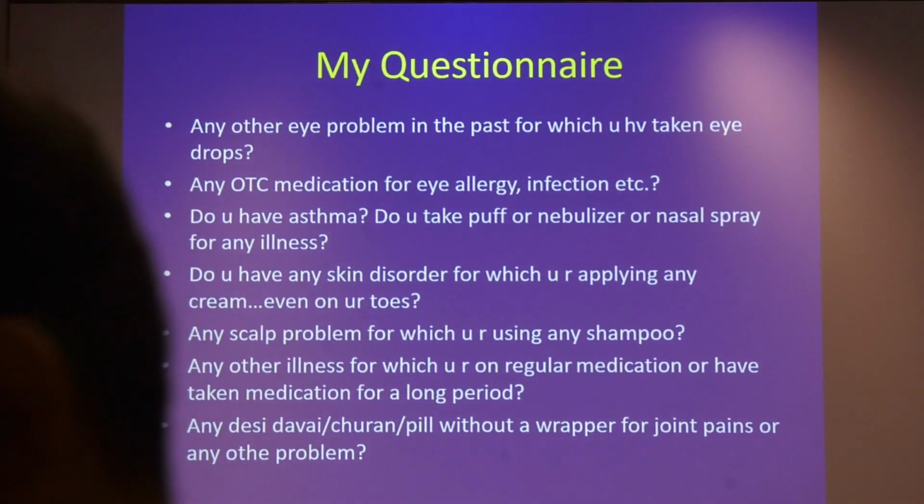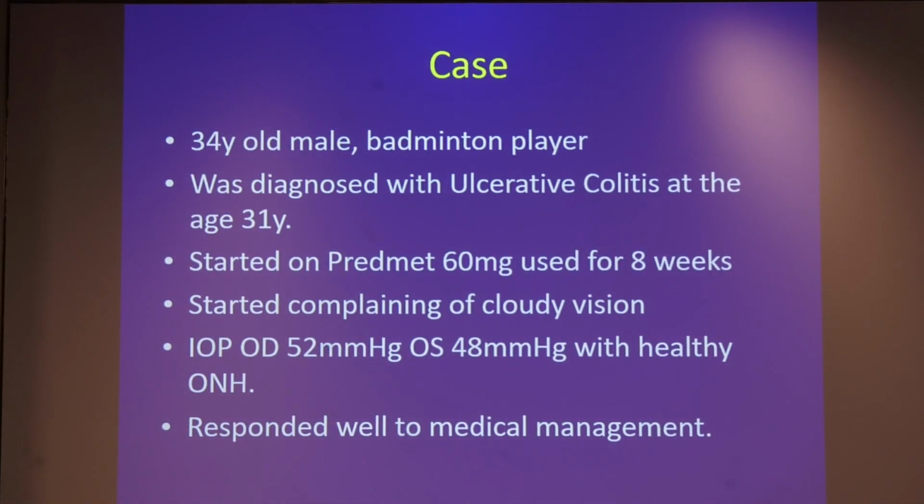So this is my typical questionnaire. So coming to my case, he was a 34-year-old male badminton player, diagnosed with ulcerative colitis at the age of 31 years. He was started on Predmet 60 mg, used for 8 weeks, started complaining of cloudy vision, and on examination was found to have intraocular pressures of 52 and 48 with a healthy optic nerve head.